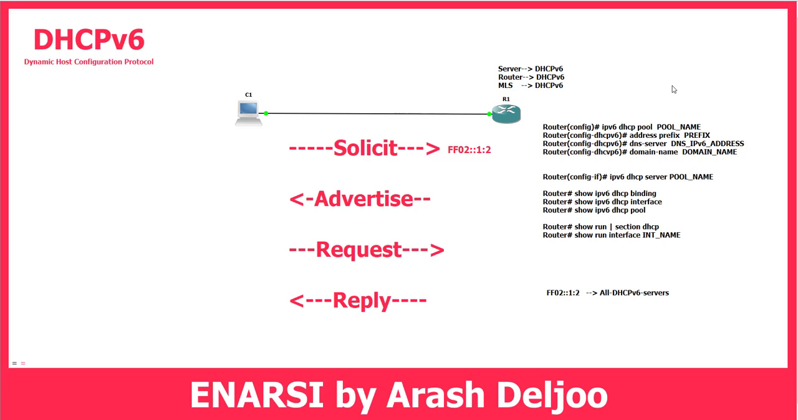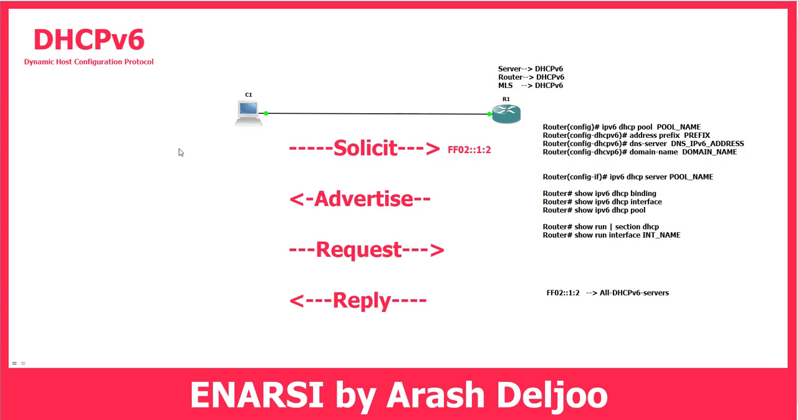Okay, let me start by talking about the process of getting an IPv6 address and some other information in IPv6. This is a four-step process, like DHCPv4. In DHCPv4, let me review. First, we send a DHCP discover. After receiving the DHCP offer, we send a DHCP request, and finally we receive the DHCP acknowledgement.